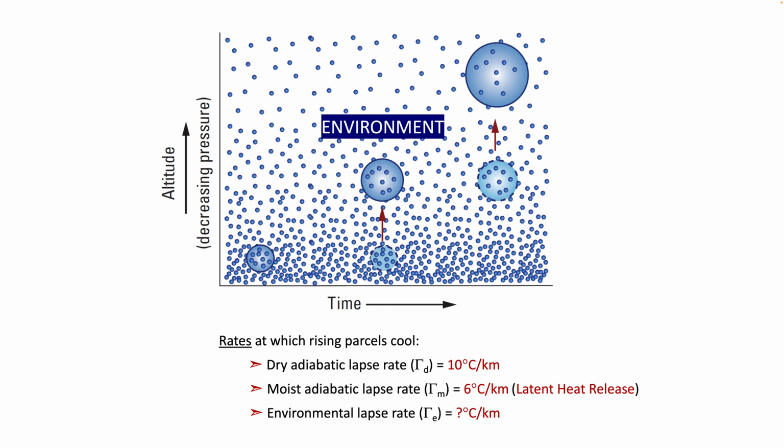Remember, the environment is not a parcel. The environment doesn't have flexible boundaries. Air flows freely in the environment, so there's no restriction of where mass is and where mass isn't in terms of exchanges. And the environment is not adiabatic. So the environmental lapse rate can be anything. Luckily, the dry and the moist adiabatic lapse rates don't vary for our purposes, and they're given here as 10 and 6 degrees Celsius per kilometer of lift.